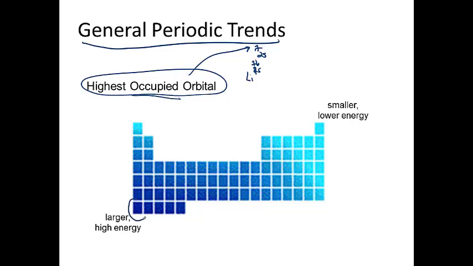The lower left of the periodic table has the largest orbitals and those of the highest energy. And by highest energy, what we mean is most loosely held electrons. And the top right in the periodic table has smaller, lower energy orbitals, and so these have the most tightly held electrons. And we'll see that play out in lots of different ways as we walk through our different properties. And it plays out in molecular structure and molecular properties as well as we move through the semester.